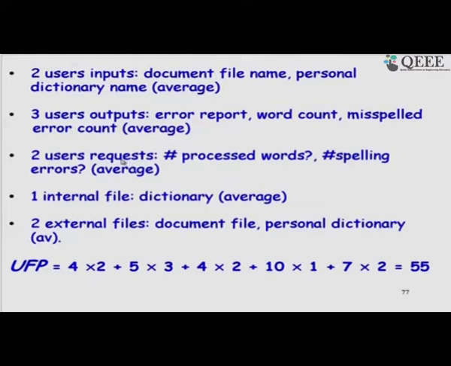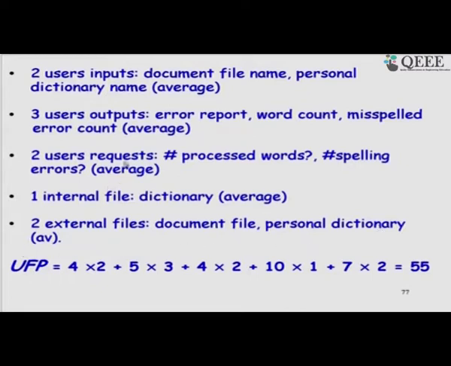So, these are inquiries, these are how many words are processed and how many spelling errors were found. These are also reports, which are average. One internal file, which is a dictionary that is maintained, can be average, or we can say it is complex, depending on what type of file it is. And then two external files that are input to it are the document file that we want to check for errors, and the personal dictionary, both are average.